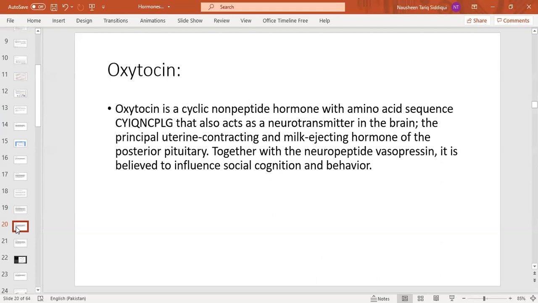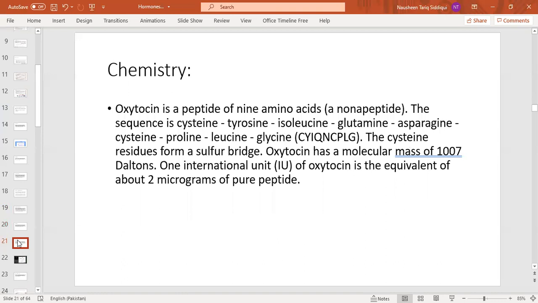Together with the neuropeptide vasopressin, it is believed to influence social cognitive behavior. Basically, it is a posterior pituitary hormone, but it has effects on behavior as well. Chemistry: oxytocin is a peptide of 9 amino acids. That's why it is called a nonapeptide. The sequence is cysteine, tyrosine, isoleucine, glutamine, asparagine, cysteine, proline, leucine, and glycine.